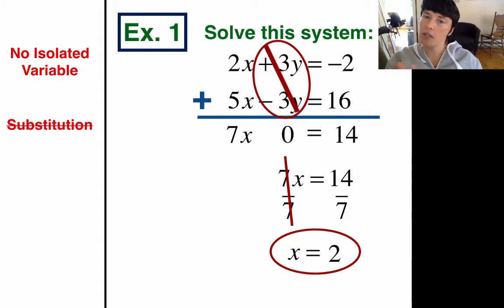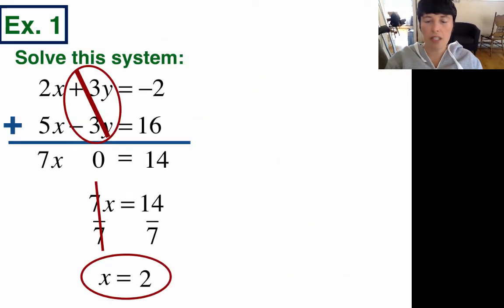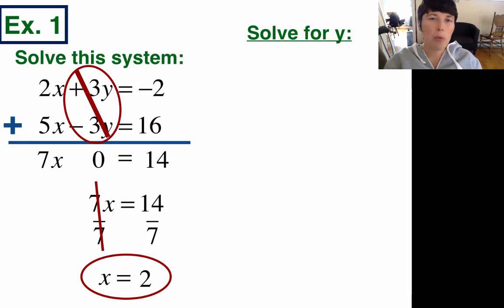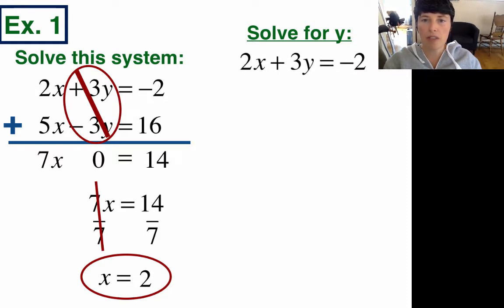Now don't forget, we're not totally done. We have not solved for y yet. We need both variables. So I still need to do a little bit more work. I need to solve for y. And to do that, I got to go back, pick one of the equations, one of the original equations. So either the 2x plus 3y or the bottom one, the 5x minus 3y. Either one's going to work. I'm choosing the first one. 2x plus 3y equals negative 2.